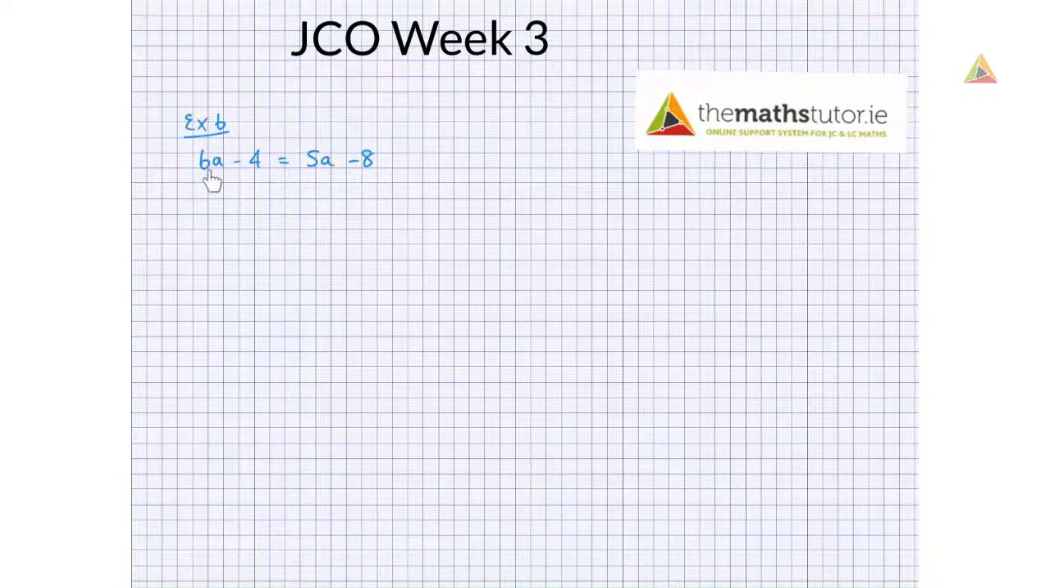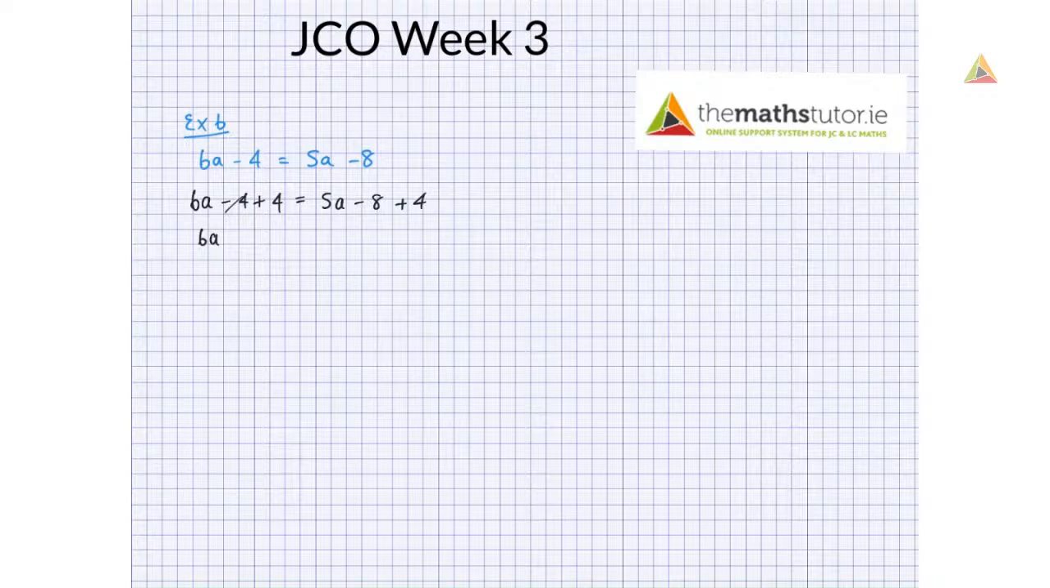I want the letters on this side, so keep 6a. So I need to get rid of 4. So I have a minus 4. How do I get rid of the minus 4? I need to make it 0, so minus 4 plus 4. So we're going to add 4 to this side, and we're going to add 4 to this side. So it's going to be 6a minus 4 plus 4 is equal to 5a minus 8 plus 4. So it's going to be 6a, and then minus 4 plus 4 gives you 0, so that's equal to 5a, and then minus 8 plus 4 is minus 4.